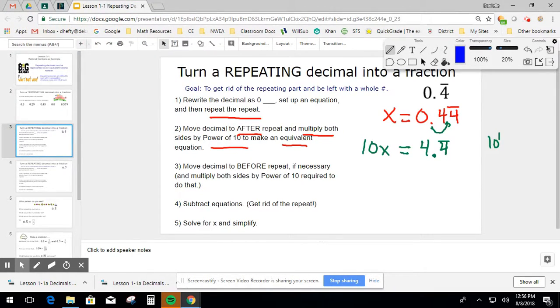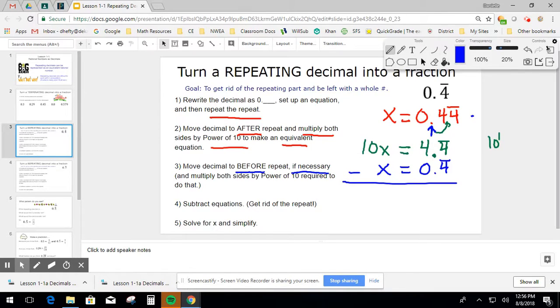In step number 3, we're going to move that decimal in our original equation to before the repeat, if it is necessary. Let's check. Well, the decimal actually started out right before the repeat. So our second equation that we're going to write in this work to solve is the same equation that we started with. So it's x equals 0.4 repeating, the same thing we started when we started writing up here. And these are the 2 equations that we're going to work with.